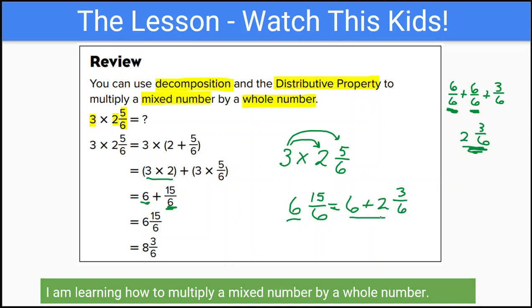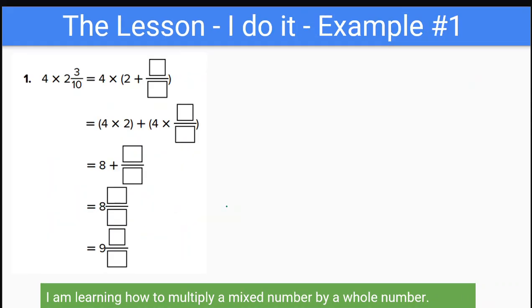Okay, 6 plus 2 is 8. And don't forget about this 3/6 over here, 8 and 3/6. And that's what they have right here as an answer, 8 and 3/6. Okay, kids, you're learning how to multiply a mixed number by a whole number. Okay, let's try it again.